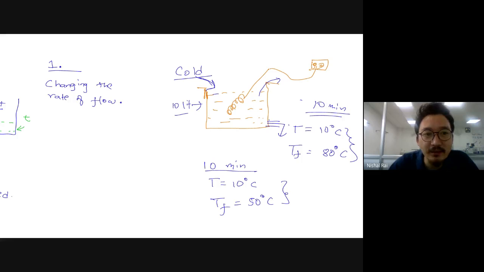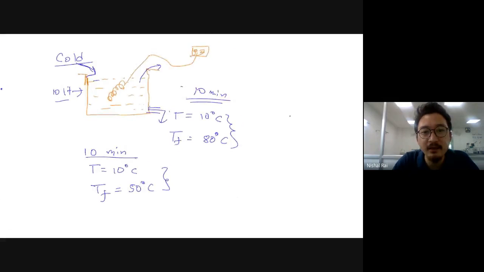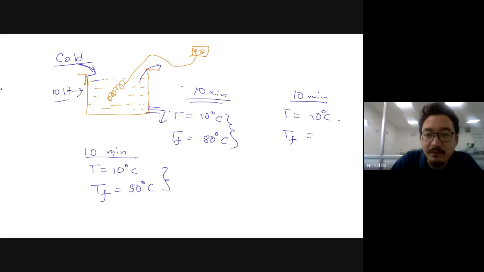So by changing the rate of flow, now again, you started pouring more and more water and taking out more and more hot water. Then the final temperature at 10 minutes, starting from 10 degrees Celsius initially, will be what if we increase the rate?